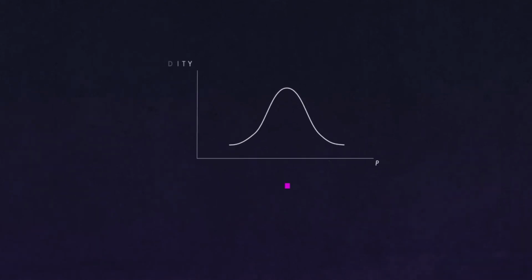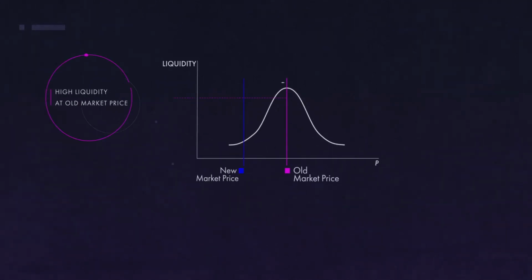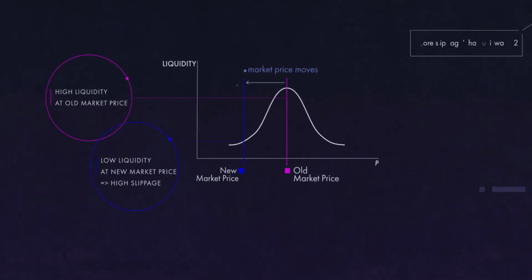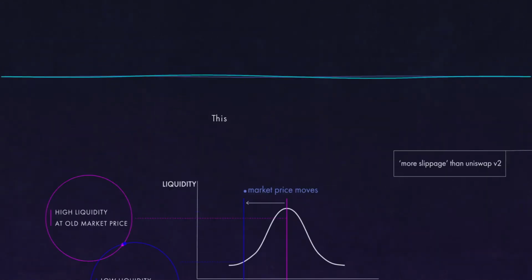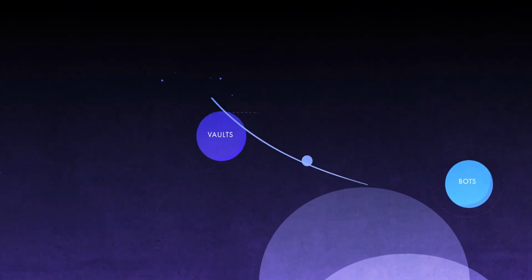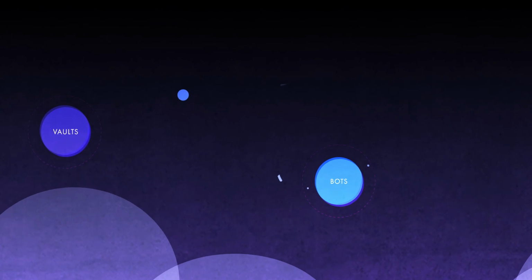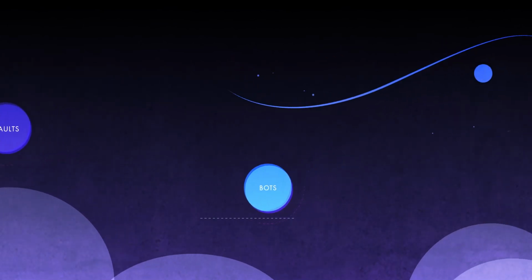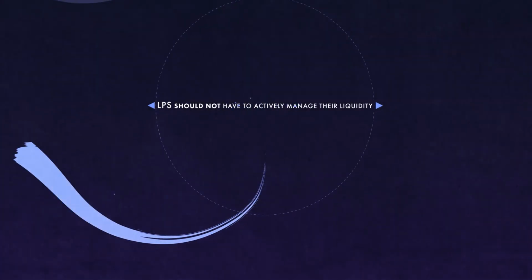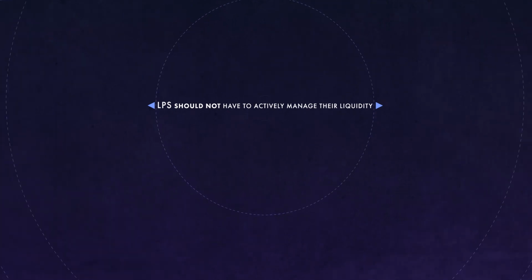Another implication of LPs not moving is that the liquidity will be thin at the current market price, leading to even more slippage than Uniswap V2. This is a lose-lose situation. Vaults and other automated mechanisms exist to auto-rebalance liquidity, but these are expensive and point to a fundamental design flaw in Uniswap V3. LPs should not have to actively manage their liquidity, manually or with a bot.